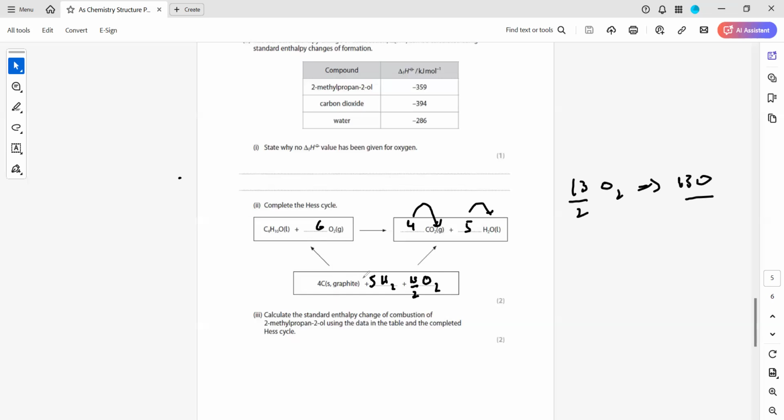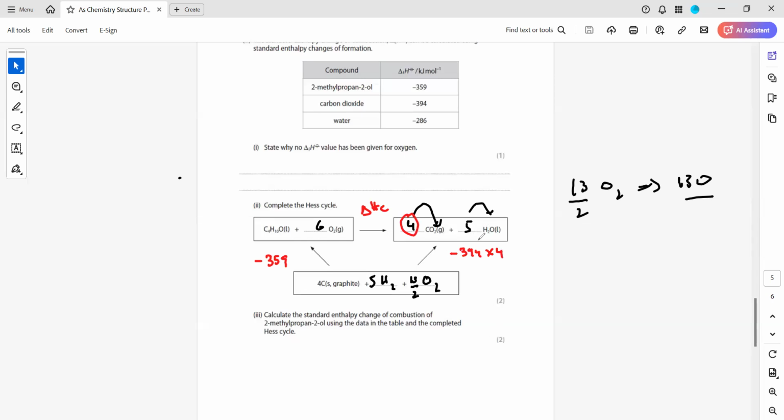You can also label the arrows. As you can see here, elements are forming what? Elements are forming 2-methyl propan-2-ol. So what is this energy? This energy is minus 359. This is the enthalpy change of combustion of 2-methyl propan-2-ol, which we don't know. And this is the formation of carbon dioxide. So what is the formation of carbon dioxide? The formation of carbon dioxide is 394. But how many moles of carbon dioxide are formed? 4. So this should be multiplied by 4.